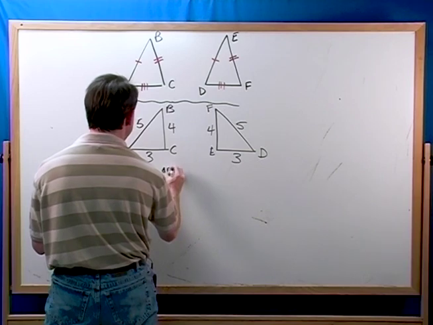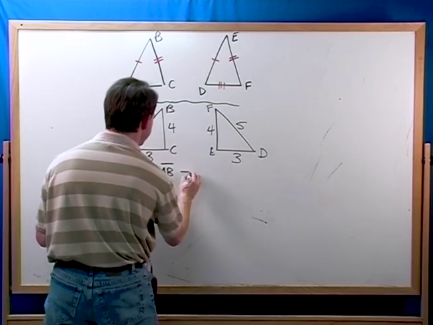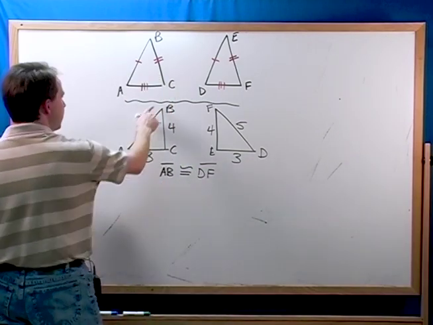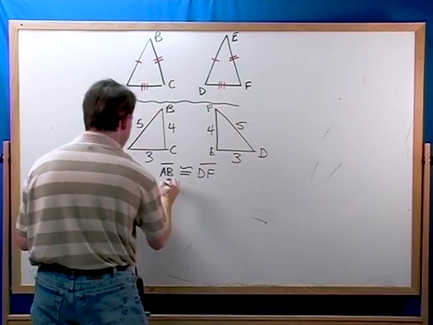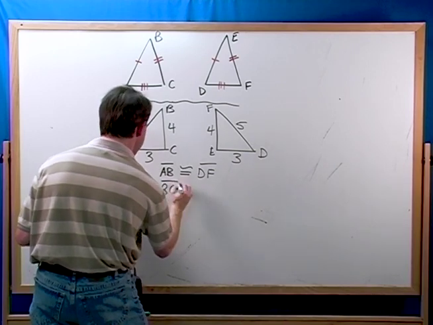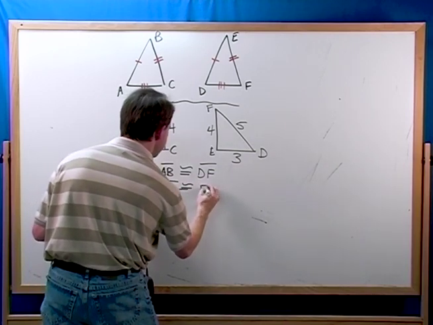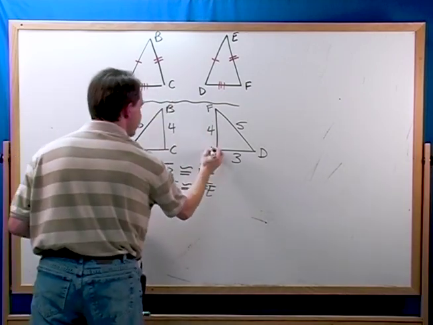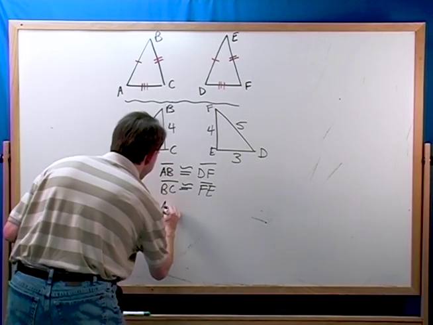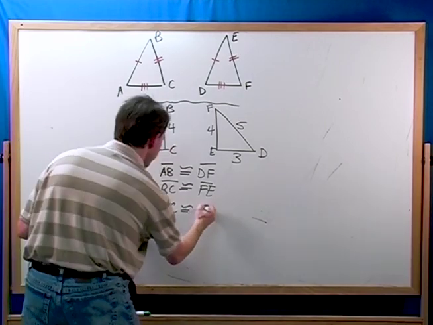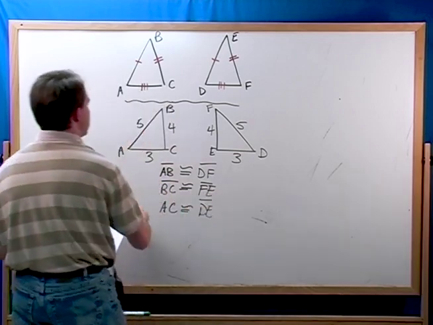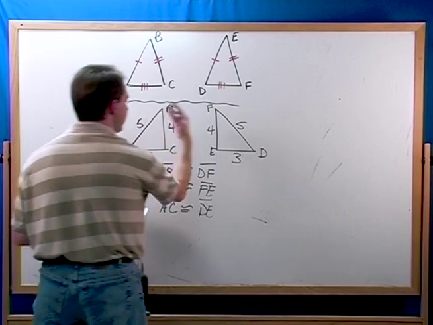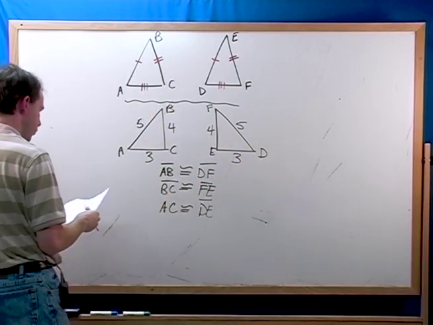So if you're going to write down your answer, you would say AB is congruent to DF. You would also say that BC is congruent to FE, and you would also say that AC is congruent with DE. And again, I wrote the letters in the proper order because this triangle's flipped as well, so you kind of have to go in the corresponding order.